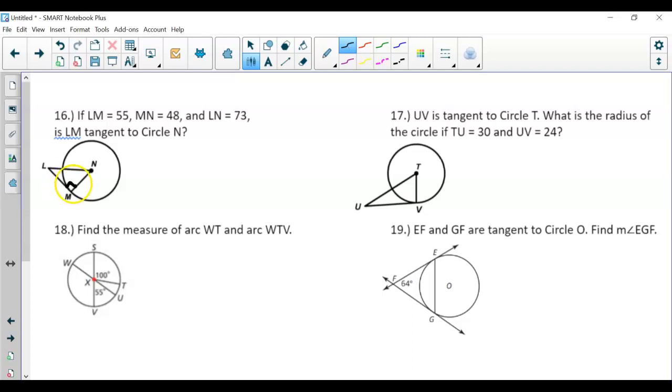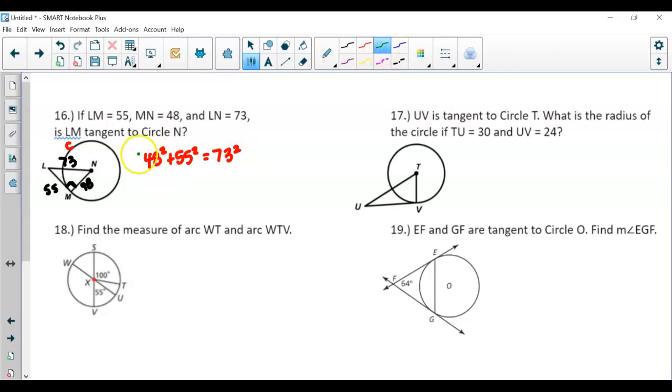So we're testing to see, do we have that perpendicular, right? So remember, tangent is perpendicular to the radius. So here we had LM is 55, MN is 48, and LN is 73. So here, that means, again, Pythagorean theorem. So here your C is 73. We're testing, is 48 squared plus 55 squared equal to C squared, which is 73 squared?